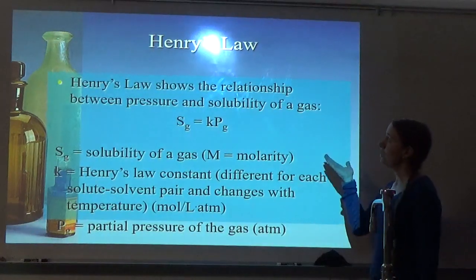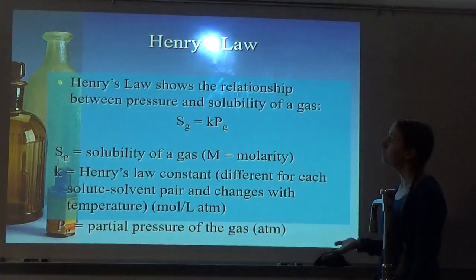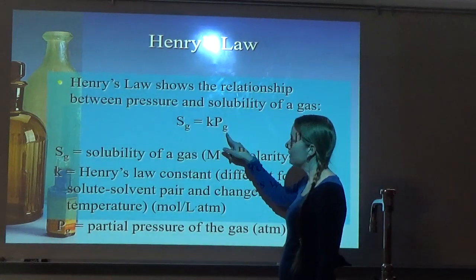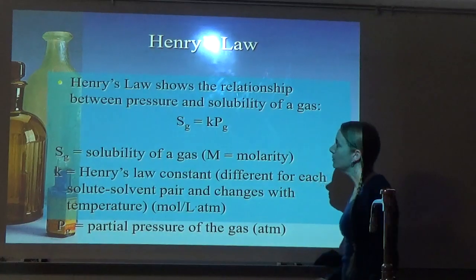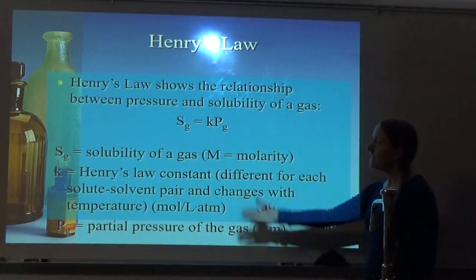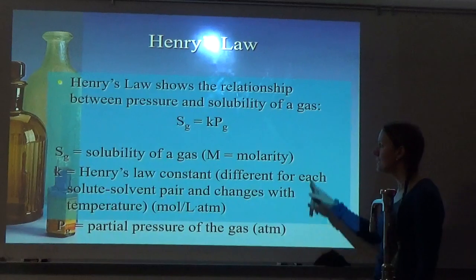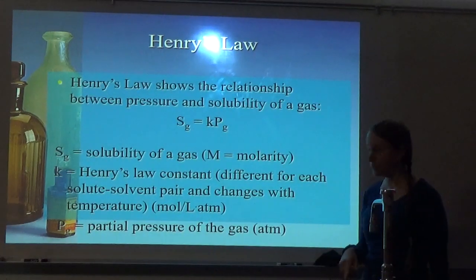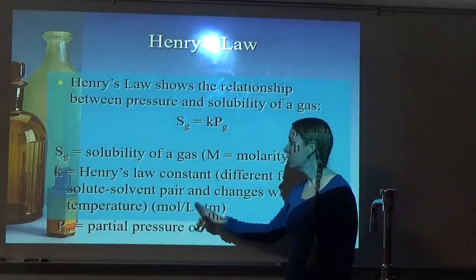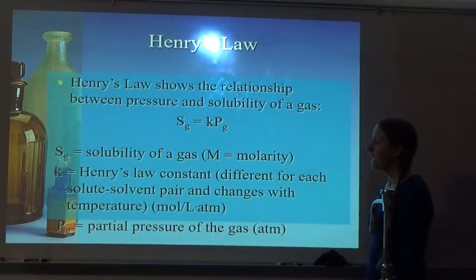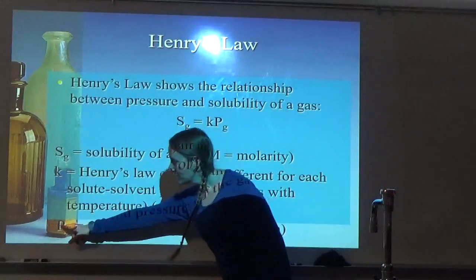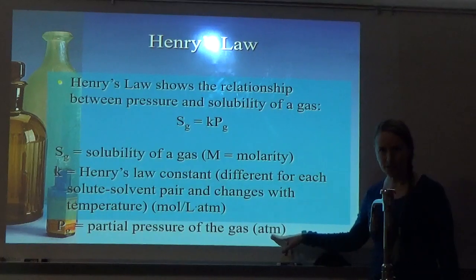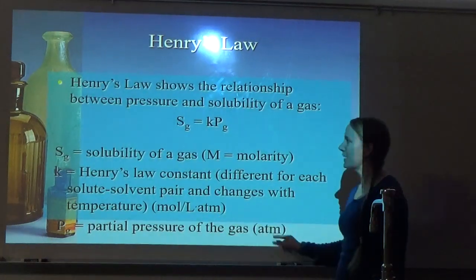So Henry's law shows the relationship between pressure and solubility of a gas. It's S sub G equals K times P sub G. So S sub G is just solubility of a gas in molarity. K is Henry's law constant. It's different for each solute-solvent pair and changes with temperature. And it has kind of weird units. It's moles per liter times atmospheres. And then P sub G, hopefully you can read that right there. P sub G is the partial pressure of the gas in atmospheres, of course, because you need your units to match here.